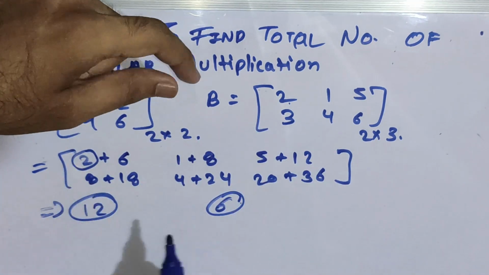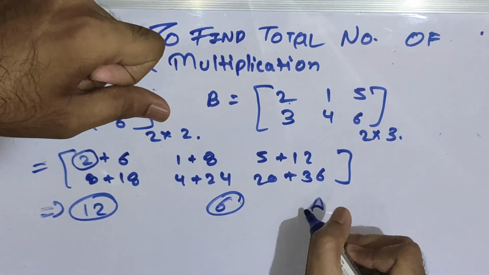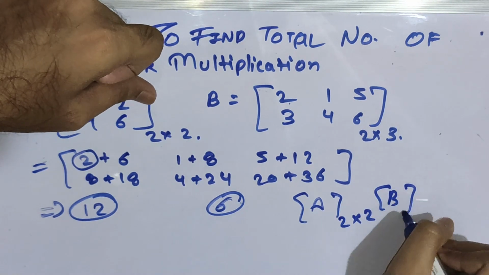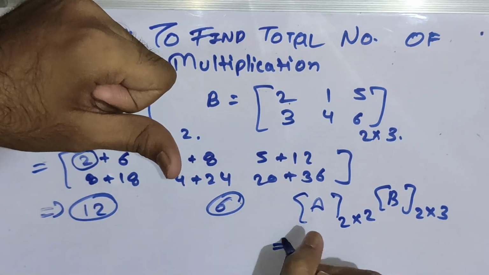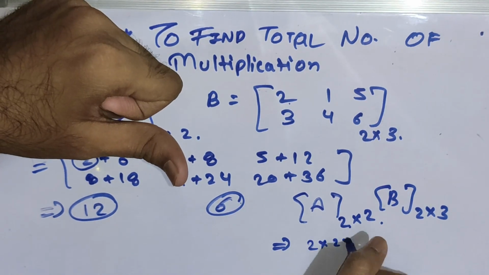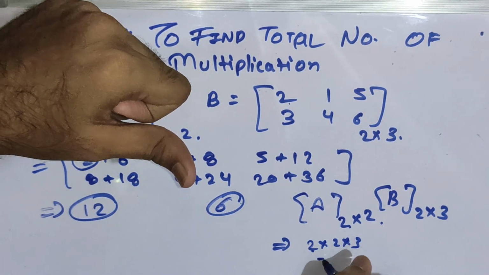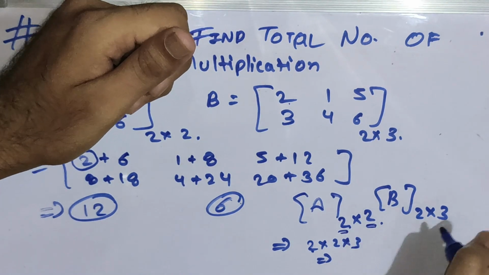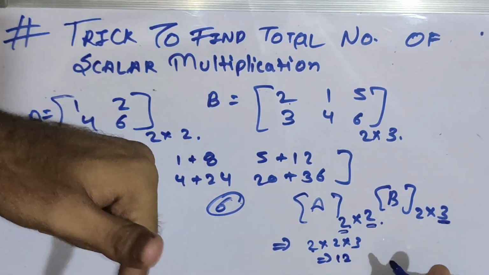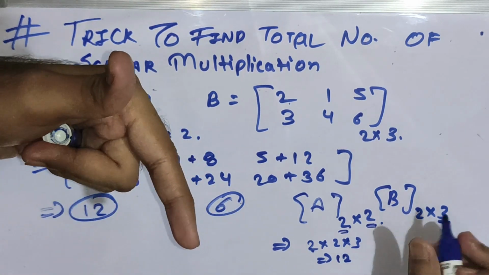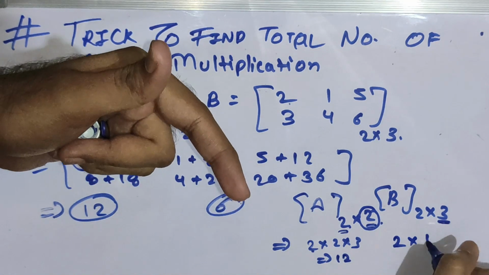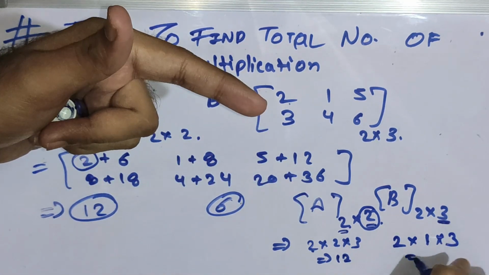1 into 2 is. So what we can conclude is if A is a matrix of 2 cross 2 and B is a matrix of 2 cross 3, the scalar multiplication will be 2 cross 2 cross 3. Basically 2 cross 2 cross 3, it is 4 into 3, which is 12. This multiplied with this multiplied with this. Okay, so you get this 12. And if you have to count the number of additions, you will do 2 multiplied by 2 minus 1, then multiply by 3, so this is 6.